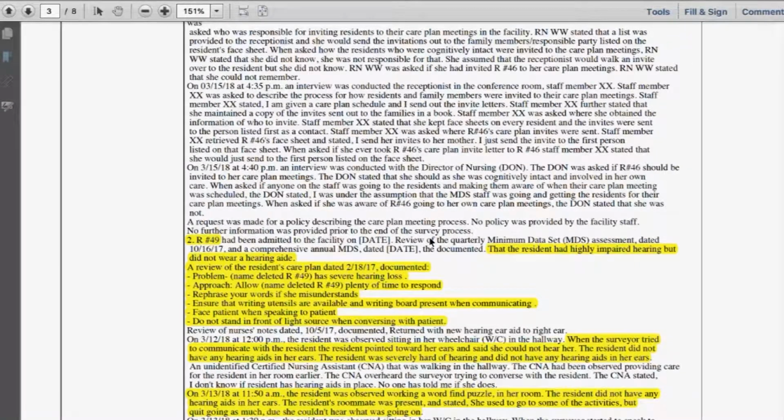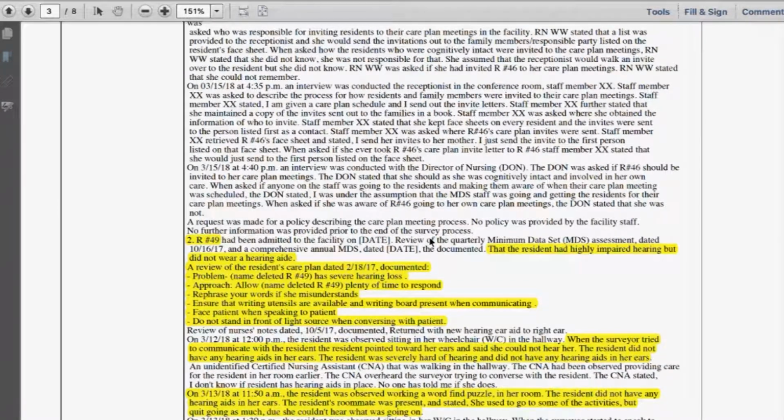Review of nursing notes, dated October. So first it was February 18th of 2017, and then in October, the review documented that the resident had returned with a new hearing aid to the right ear. In March, the resident was observed by the surveyor sitting in her wheelchair in the hallway. When the surveyor tried to communicate, the resident pointed towards her ears and said she could not hear. The resident was severely hard of hearing and did not have any hearing aids in her ears.